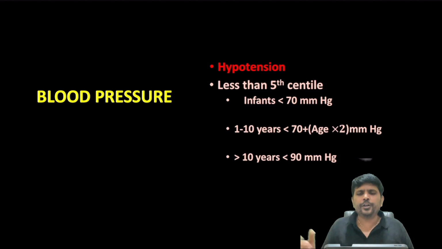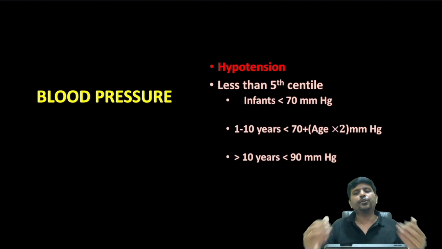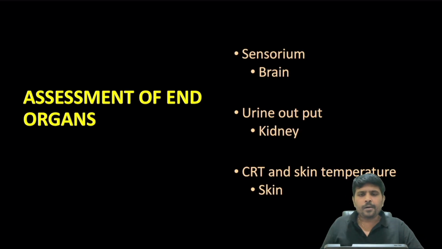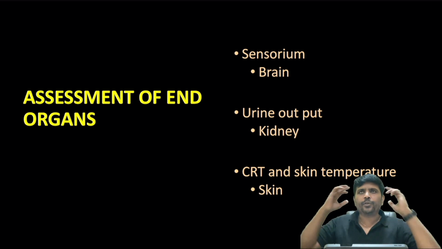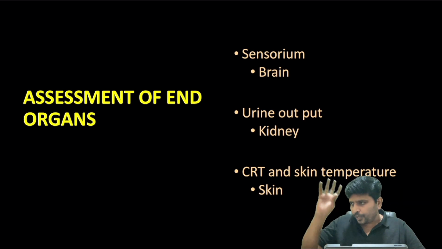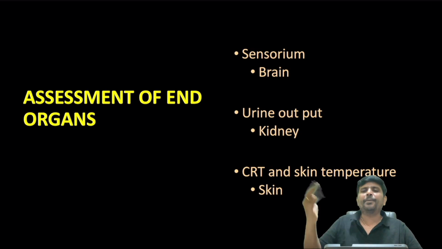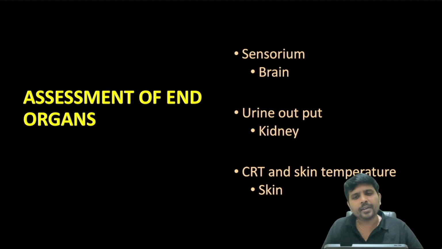70 plus 4 into 2. That means 78. So if it is less than 78, the child is said to have hypotension. And for more than 10 years, less than 90 millimeters of mercury is said to be hypotension universally. Finally, if your sensorium is altered, it means your brain is not working. If your urine output is reduced, your kidney is not working. If your capillary refill time is high, the skin is not working properly.